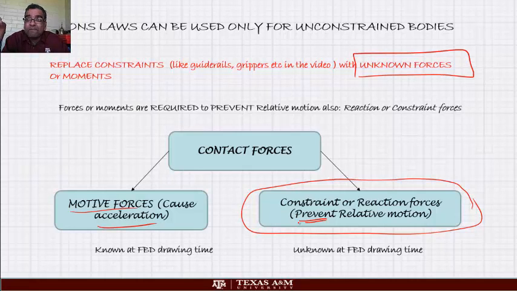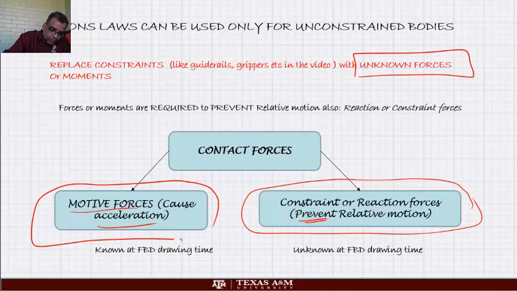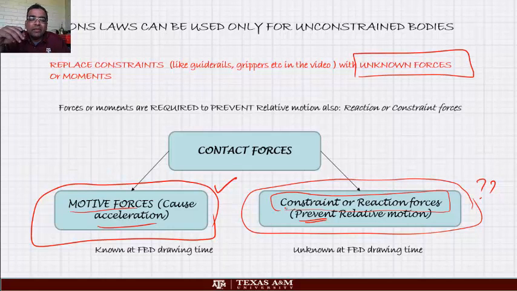Notice that the word is relative. That is, it is preventing one object from moving with respect to the other. And when you draw the free body diagram, we know the values, magnitude and direction of all these motive forces, but we do not know the magnitudes and directions of these constraint forces. So this we will know, this we won't know. And part of our task as engineers is to figure out how much constraint force is necessary. The reason is because that's what determines whether the body will behave the right way or not. So finding out these constraint forces when we are given these motive forces is one of the critical tasks of doing structural analysis.